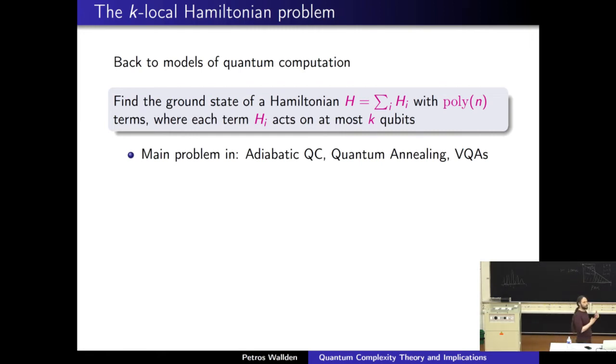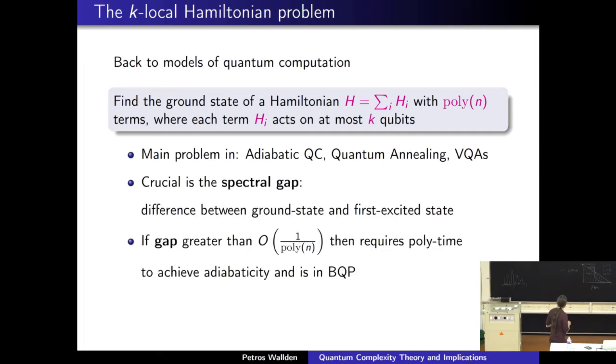Again, now you've been warned about this. When I say local, I don't mean local like physically local. I mean local in that it involves 2 qubits. These 2 qubits can be at the other end of the device, or even the universe. For me, I don't care. So that's what I mean by a k-local Hamiltonian. This type of problem is the main problem in adiabatic quantum computing, in quantum annealing, in variational quantum algorithms. So it's the main problem in a good number of models of computation.